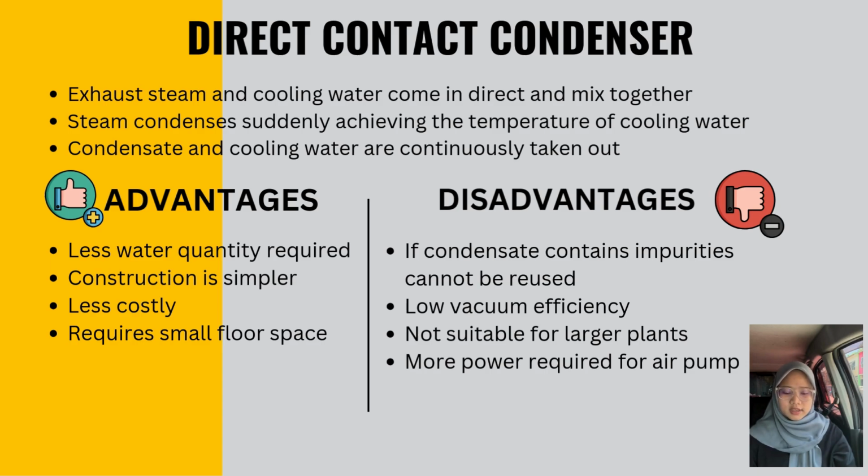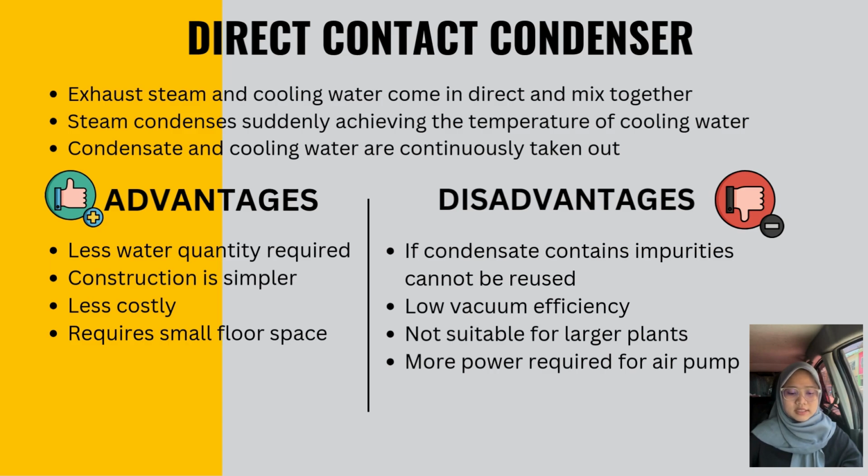What is direct contact condenser? In a direct contact condenser, the exhaust steam and cooling water come in direct contact and mix together. Steam condenses suddenly, achieving the temperature of the cooling water. Condensate and cooling water are continuously taken out.